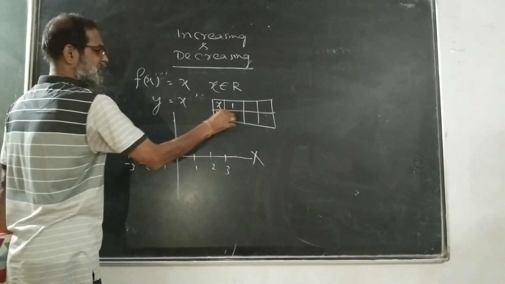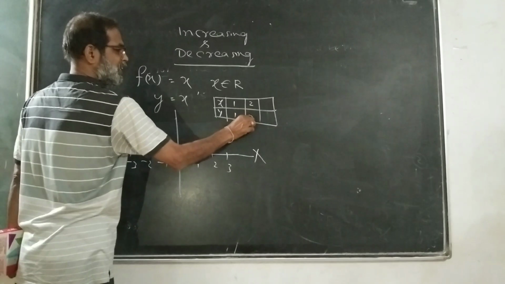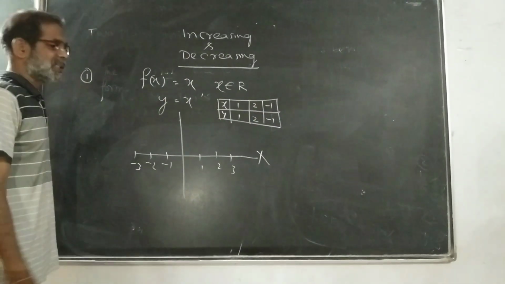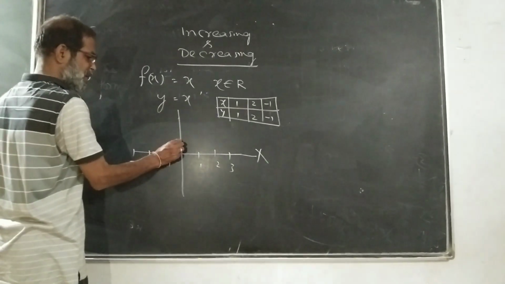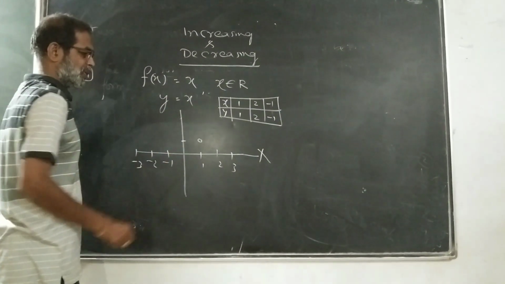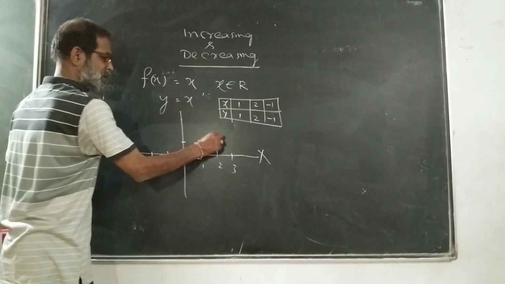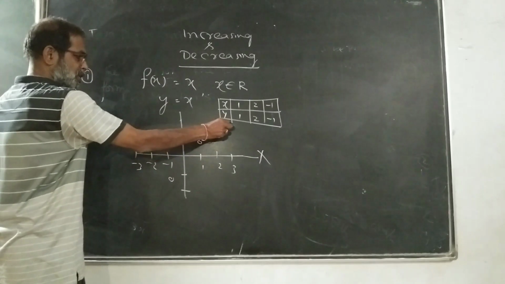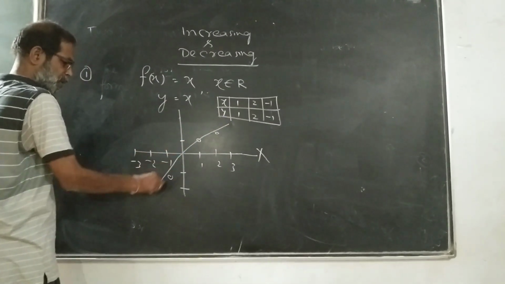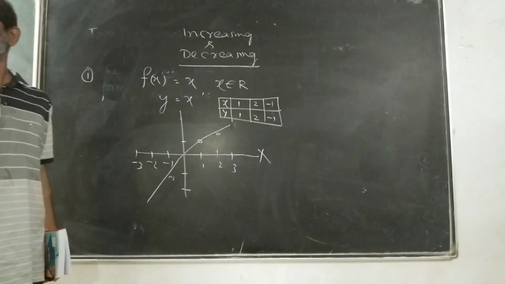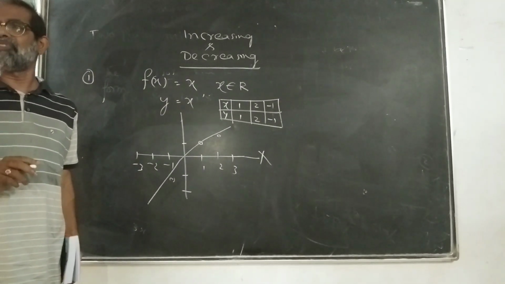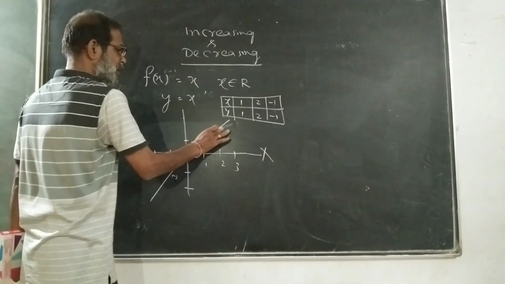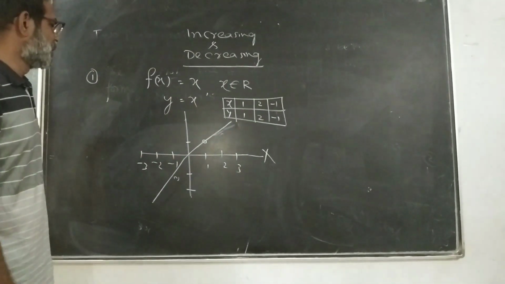x is 1, y is 1; x is 2, y is 2; x is minus 1, y is minus 1, because y equals x. Here is the point (1, 1), here the point (2, 2), and (minus 1, minus 1), like these points. So the function is increasing here, and this side also increasing. How can you define it?